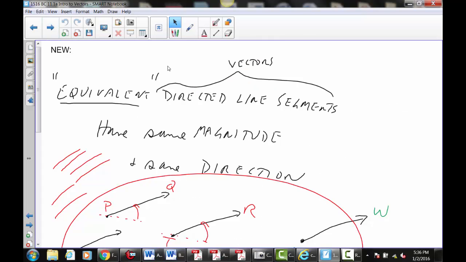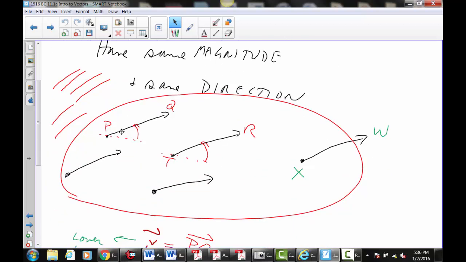Okay, equivalent directed line segments, which are vectors. Equivalent vectors have the same magnitude and the same direction. So for example, vector PQ and vector TR have the same length, so they have the same magnitude, and they're both pointing in the same direction, which at this point you can think of as, let's say, a 35-degree angle with the horizontal.